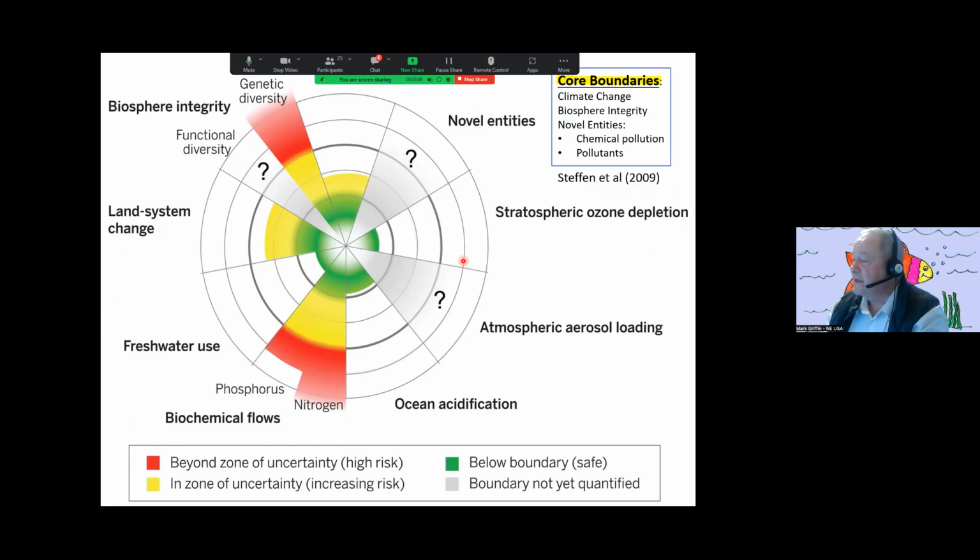Okay, and this is the Stephan and others, which we'll get, yeah, can't think of his name right now. Johan, they came up with the limits to growth chart. And what I want to point out, well, first of all, Stephan is saying that these three, climate change, biosphere integrity, and novel entities like chemical pollutions, these are the core boundaries because any one of them independently could represent an existential threat.